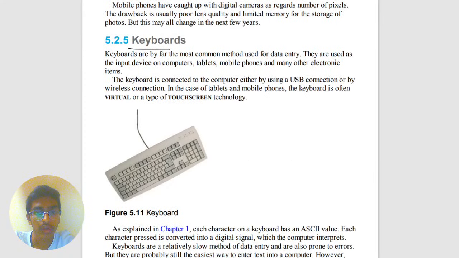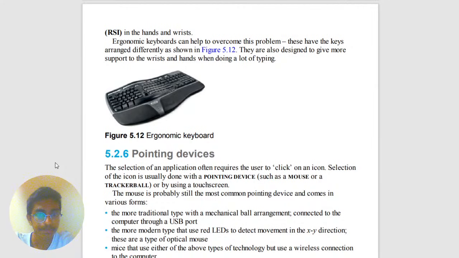So keyboards, let's have a look at what a keyboard is. A keyboard is the most common input device that is used for data entry on computers, tablets, mobile phones, and other electronic items. And of course, there is also the keyboard that is classified as touchscreen technology. So we also count that as a keyboard. The ones that are on your mobile phones are still keyboards.